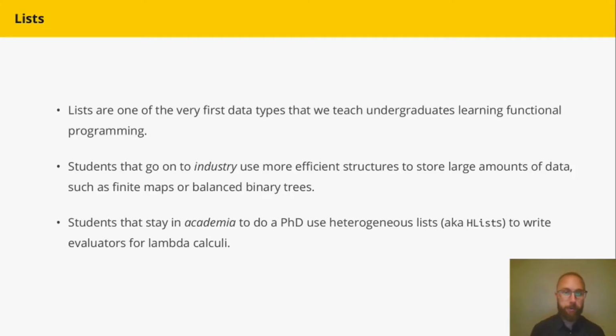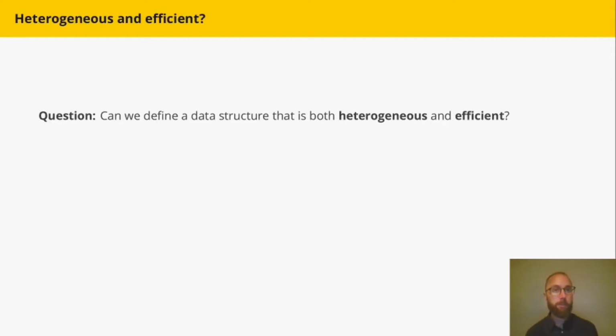Other students might pursue a career in academia, and in that case, they spend their time writing intrinsically typed evaluators for lambda calculi or any kind of fancy thing like that, which requires a list where the values stored in the list might actually have different types. And to do this in a type-safe fashion, you typically use something called a heterogeneous list, or H-list. So this paper asks the question, can we have our cake and eat it? Can we define a data structure that's both heterogeneous and efficient?